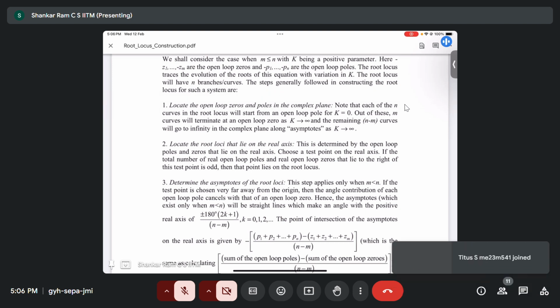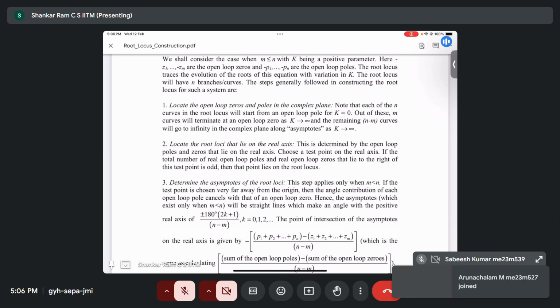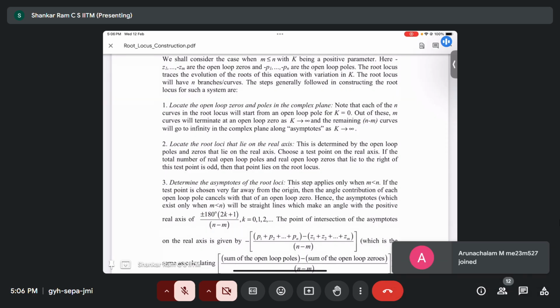So there will be n branches or n curves of the root locus. And as k tends to infinity, m of these branches will terminate at an open loop zero. The remaining n minus m branches will go to infinity along what are called asymptotes. That's what we learned yesterday, as a first step.